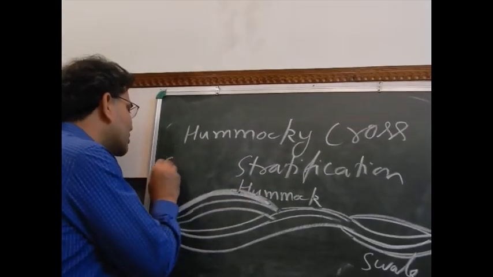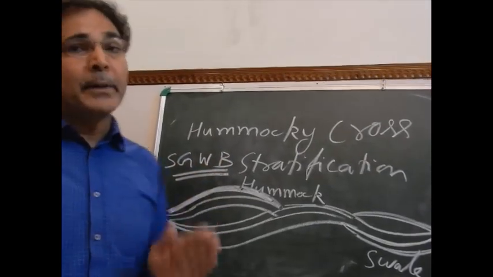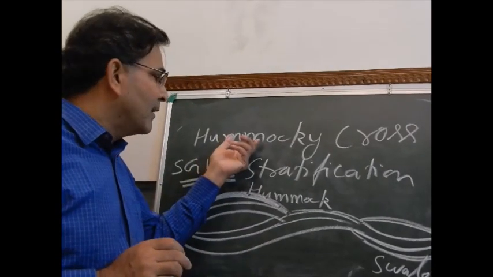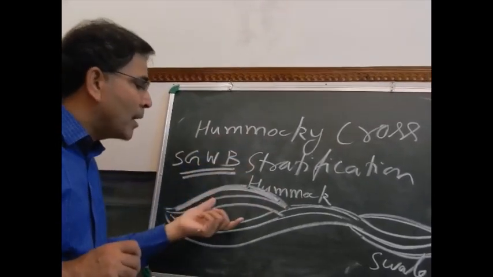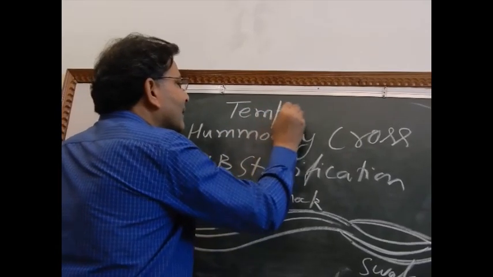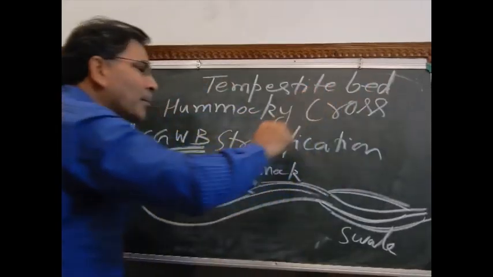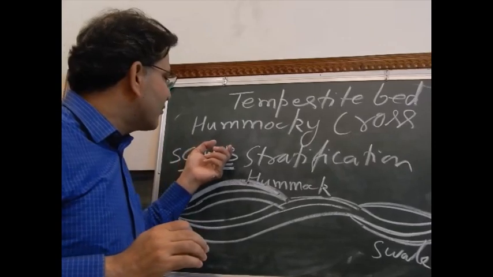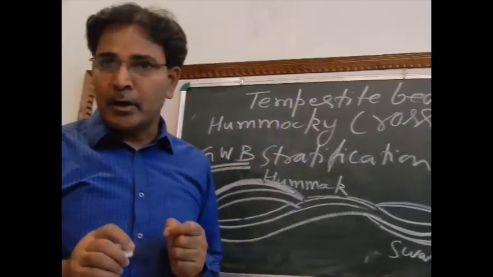This hummocky cross bedding or hummocky cross stratification is a typical characteristic of the storm generated wave base. They are located between the fair weather wave base and the storm generated wave base. And all those depositions of sand which show hummocky cross bedding are known as tempest-type bed. So tempest-type bed is the deposition of sand near the storm generated wave base, which is characterized by the presence of hummocky cross bedding.